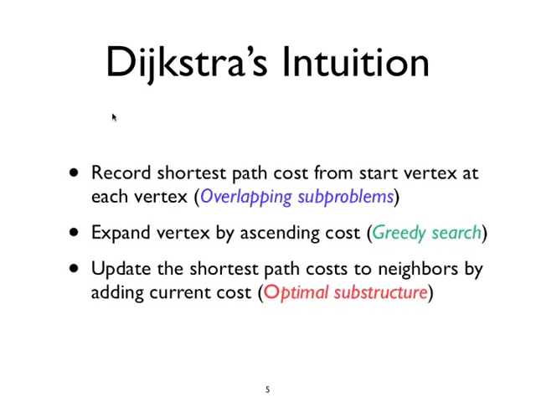Next, Dijkstra's algorithm operates by expanding vertices by ascending cost. This makes it fundamentally a greedy search algorithm. Finally, Dijkstra's algorithm works by updating the shortest path cost to neighbors by adding the cost to the current node to the neighbor's path. This demonstrates optimal substructure because shortest paths are composed by definition of shortest subpaths.